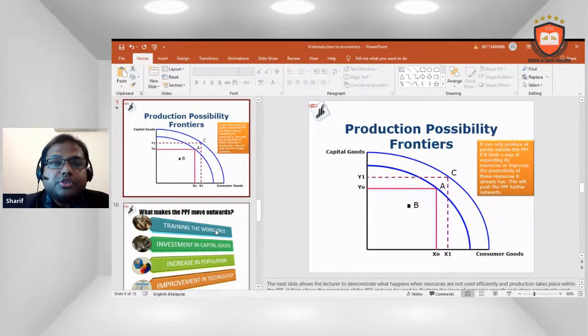So in that particular situation, the x-axis is consumer goods, the y-axis is capital goods, and this is the production possibility frontier. So with our capital and with our consumers, how can we produce the maximum? This is very interesting and very important right now. A country can only produce at a point outside the PPF if it finds a way of expanding its resources or improving the productivity of the resources it already has. This will push the PPF further outward.